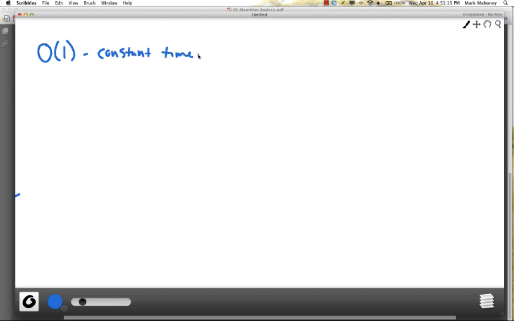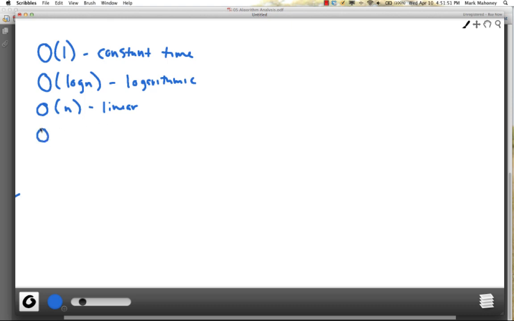Okay. And what that means is n has no effect on the algorithm at all. We'll look at one or two algorithms that are like this in a minute. Next we have big O of log n, and we call this logarithmic time. Okay, so this is not as good as a constant time algorithm, but we'll see it's better than the next one. The next one is called a linear time algorithm.